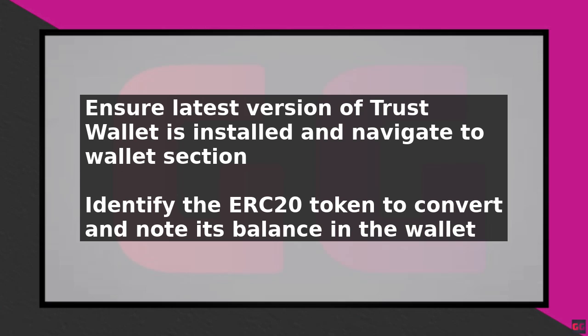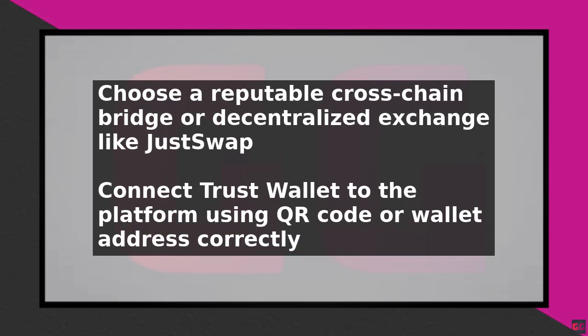Choose a reputable cross-chain bridge or decentralized exchange and connect your Trust Wallet to the platform. This is usually done by scanning a QR code or entering your wallet address. Make sure to use the correct network, either Ethereum for ERC20 or Tron for TRC20.